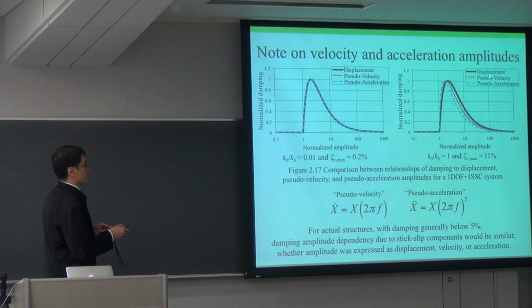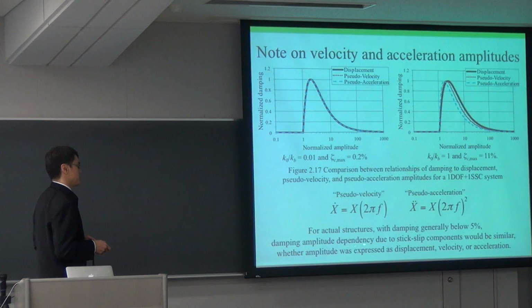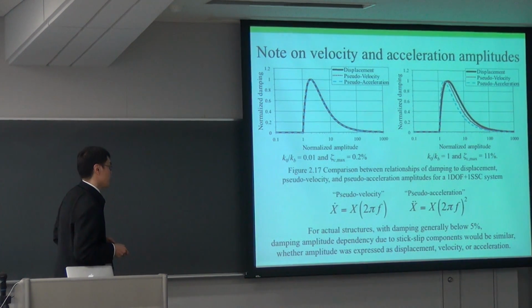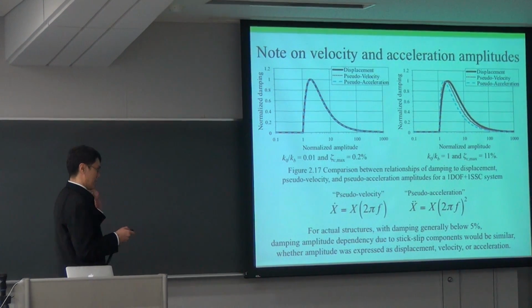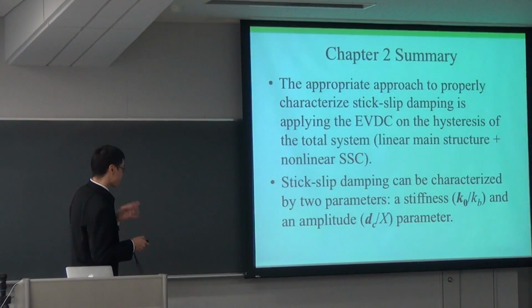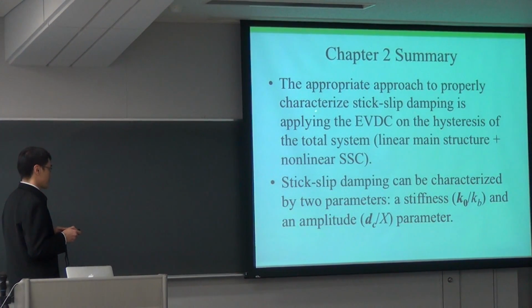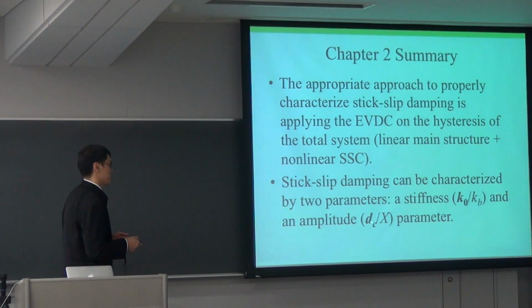So for actual structures with damping generally below 5%, damping amplitude dependency due to stick-slip components would be similar whether amplitude was expressed as displacement, velocity, or acceleration. So we can use those findings I mentioned earlier on other data. To summarize, we needed to apply the equivalent viscous damping concept properly, using the hysteresis of the total system, not just the nonlinear stick-slip component. And stick-slip damping can be characterized by two parameters, a stiffness parameter and an amplitude parameter.